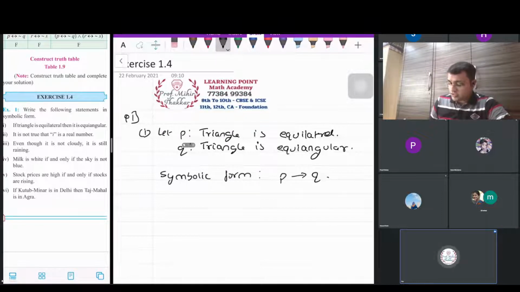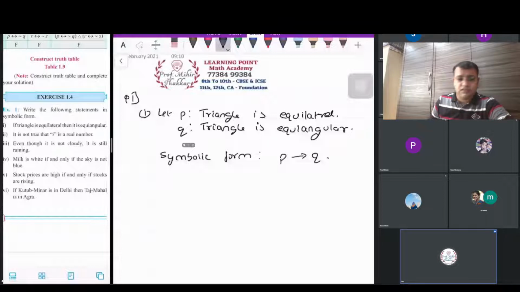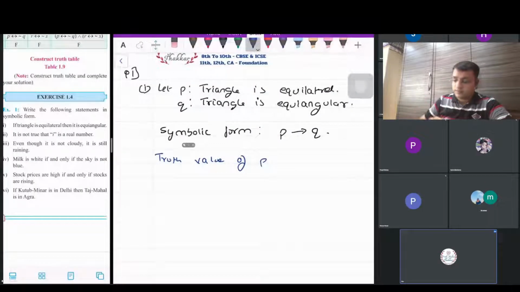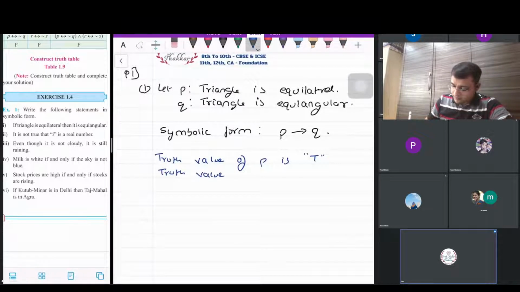Now over here he has told us that P is the triangle is equilateral, and Q is the triangle is equiangular. Let me consider that the triangle under the question is really an equilateral triangle. So if I say the truth value of P is true, the truth value of Q will also be true definitely, because for an equilateral triangle, the angles are also equal, it is equiangular.